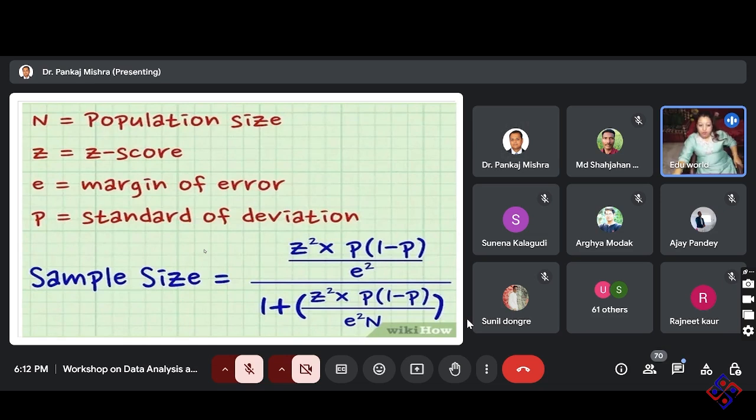Apart from that, if you don't want to go with this manual calculation, there is one table. Tomorrow I will show you the table. Through that table also you can determine the sample size. Like if you have a 1 lakh population, based on that 1 lakh population, how much should your sample be. Based on that also you can do.